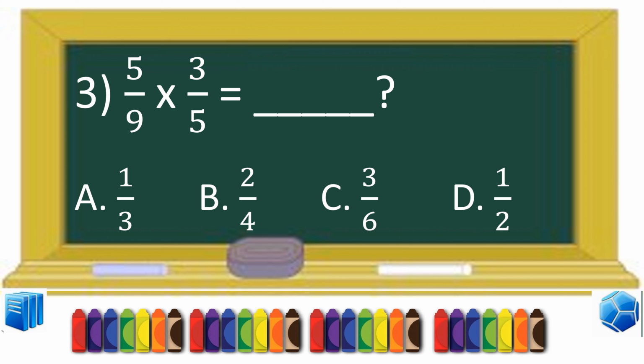Number 3. 5/9 times 3/5. 5 times 3 equals 15. 9 times 5 equals 45. 15 and 45 can be expressed in lowest term. Divide by 15. 15 divided by 15 equals 1. 45 divided by 15 equals 3. So the answer is 1/3.